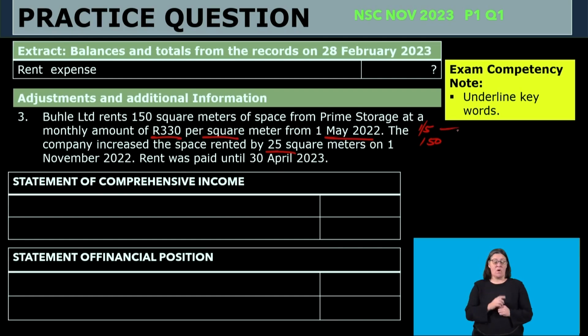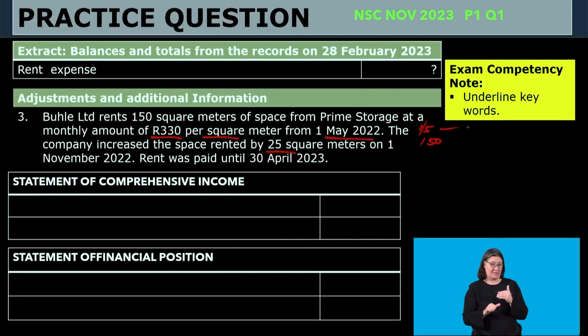So from the 1st of May, we're going to say May, June, July, August, September, October. Do we count November? No, because on the 1st of November it increases. So for how many months was that? Until the 30th of October. That gives us 6 months, all right? So we had this space for 6 months.